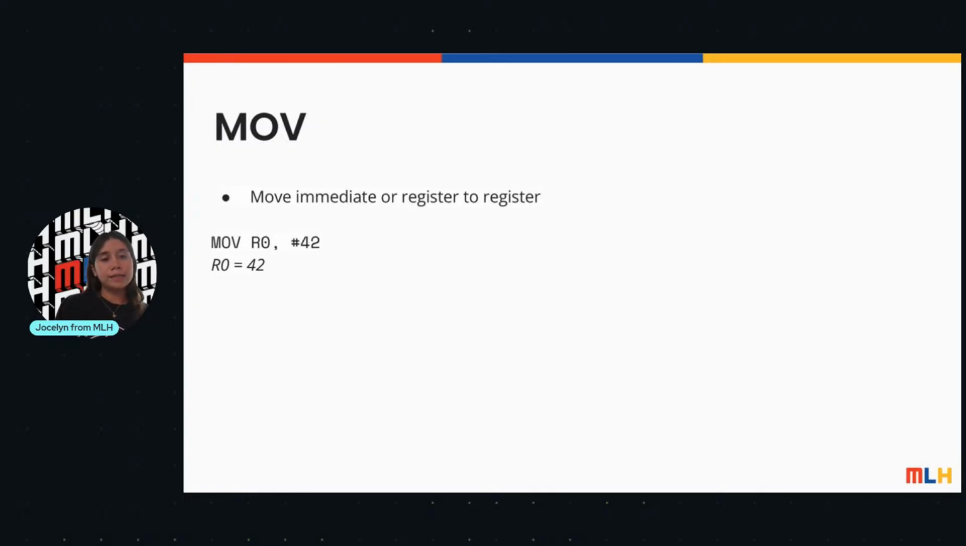The first line says mov, which is move, and what I'm moving is the number 42 into register R0. So now R0 equals 42. I'm moving 42 into R0. Easy, right? It's a simple instruction: I'm saying which number I want to store, and I'm storing that number into R0. Great. That first instruction is called mov.